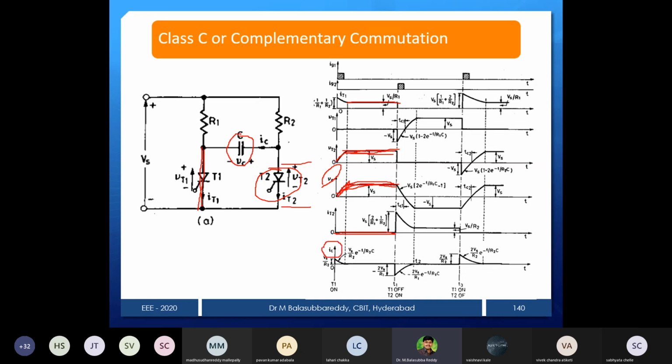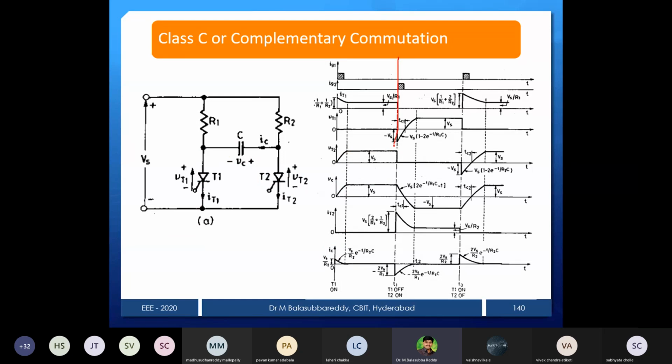And what is IC? The capacitor current. Initially the voltage is 0, that's why the capacitor current is maximum. Gradually voltage is developed and the current will go to 0. Once it reaches t equal to t1, it reaches 0 current. That means the capacitor voltage has already reached Vs. That is the first mode of operation.